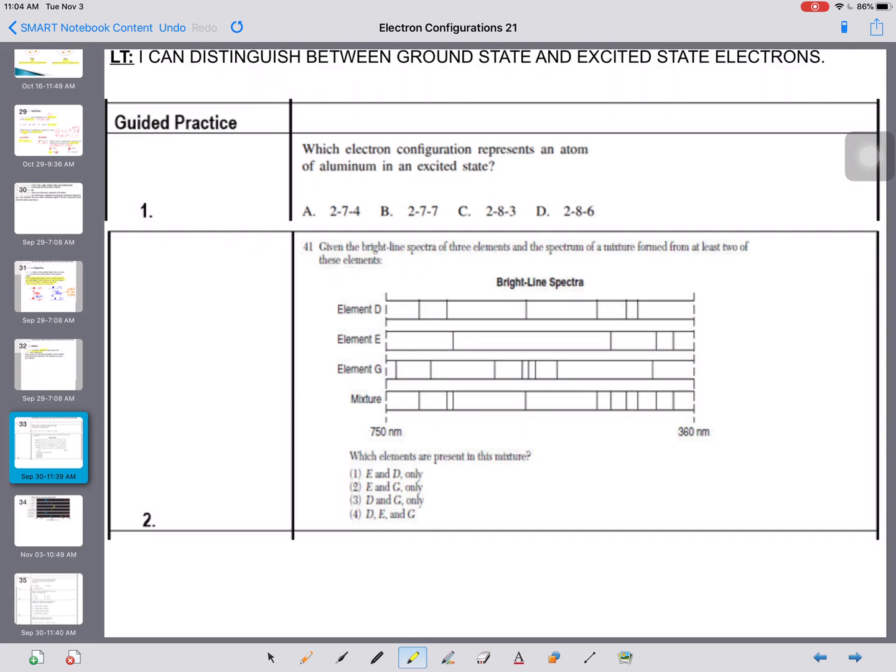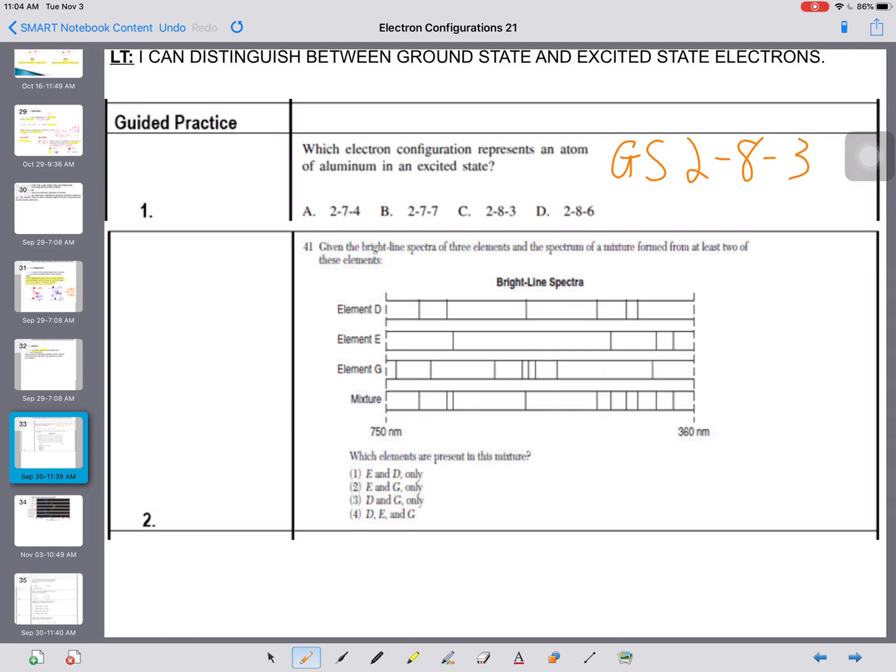So first, let's do guided practice problem number 1, which is just taking us back to ground state and excited state electron configuration. So which electron configuration represents an atom of aluminum in excited state? First of all, aluminum has a ground state electron configuration of 2-8-3. That's its ground state. Okay, it has a total of 13 electrons. So we need to determine which one is the excited state electron configuration.